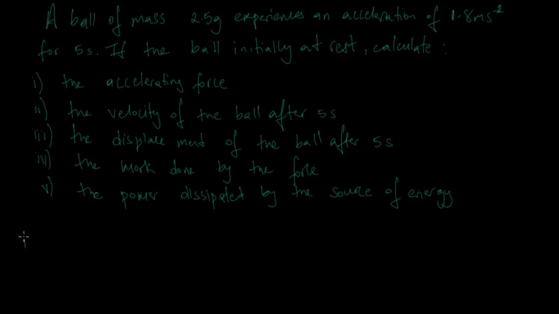So in part 1 we are asked to find the accelerating force. To do that, first of all, let's look at some values that we're given. We're given the mass of the ball, the acceleration that the ball experiences, and the time for which that acceleration is experienced. If we're given the mass and the acceleration and we're asked to find the accelerating force, we can consider Newton's second law, which says that the force on a body is equal to the mass of the body multiplied by its acceleration.